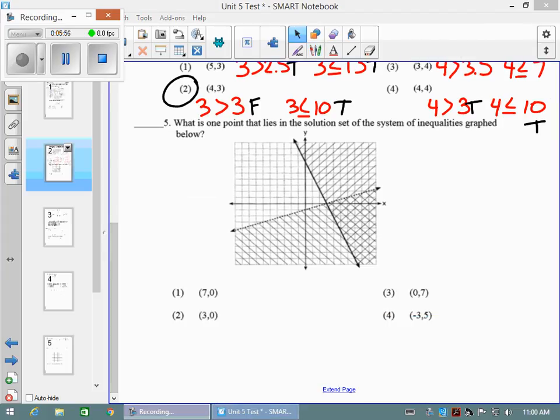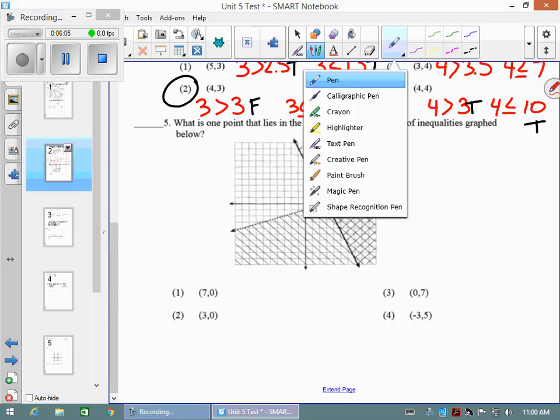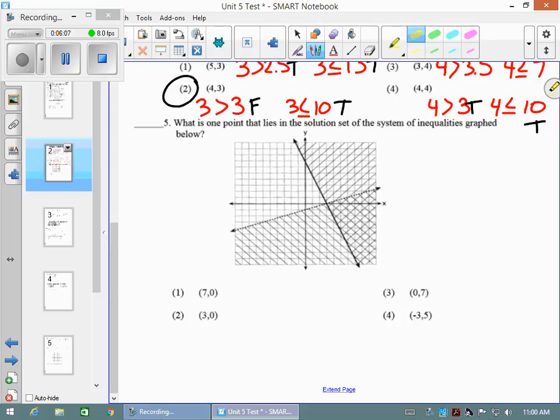For question 5, they want to know what is one point that lies in the solution set of the inequalities that are graphed. So when we graph inequalities, again, our solution set is where the two inequalities cross. So I'm going to highlight that. So we're looking for something that is in this solution. Again, we want to recall that if it falls on a solid line that is next to that solution set, that is included, but on a dashed line that would not be included because our dashed lines are not included in the solution set. It's just greater than or less than.